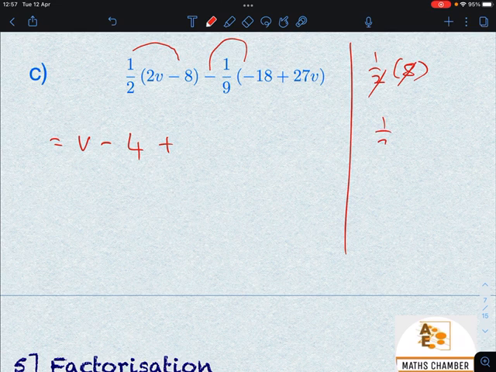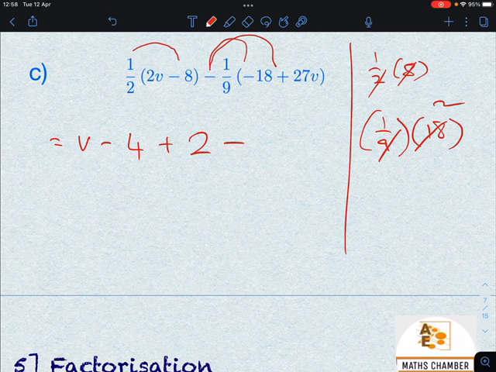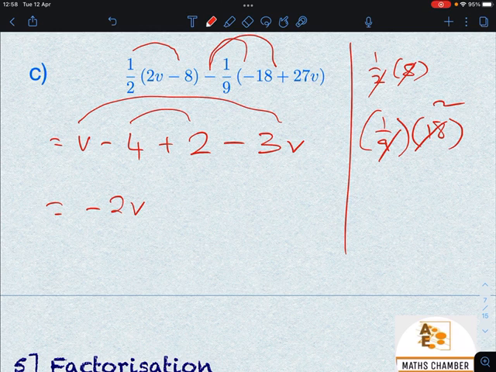Next one, negative and negative give you positive. So 18 and 19, you get 2. Negative and positive give you negative. 9 and 27 give you 3v. And we combine the v and the v, the same terms. v minus 3v gives you negative 2v. Negative 4 plus 2. You owe me $4, you pay me $2. Obviously, you still owe me $2. You can leave your answer like this.